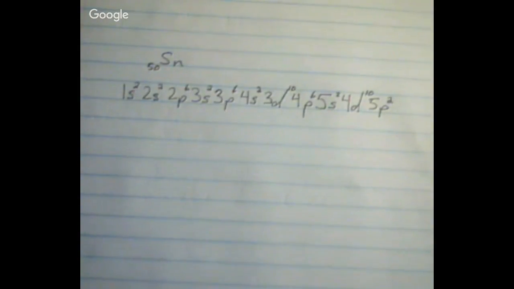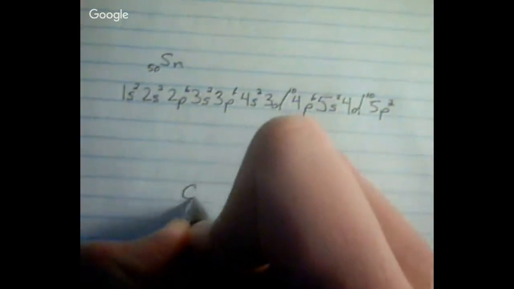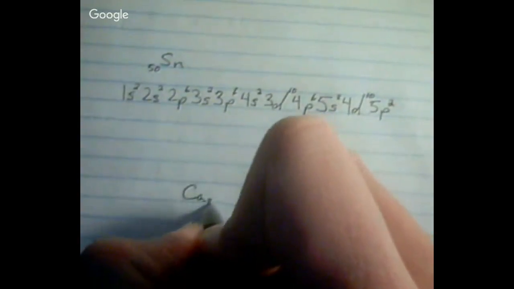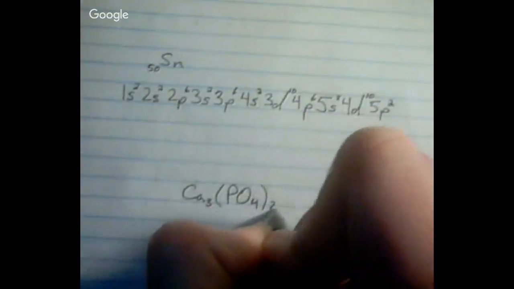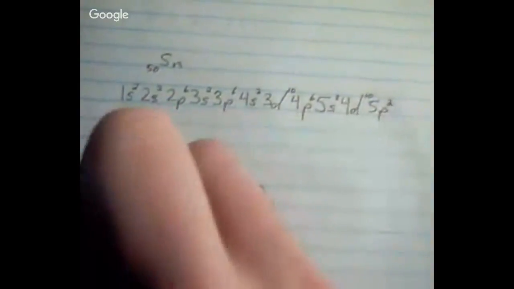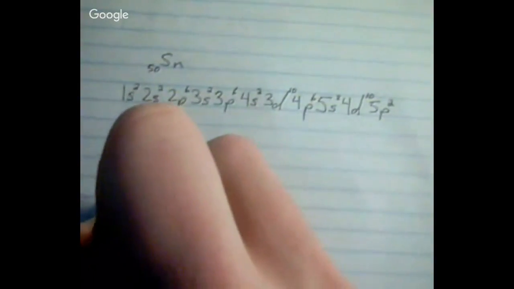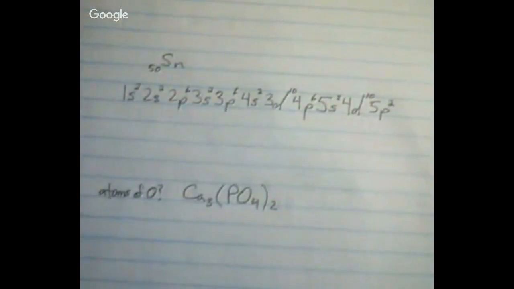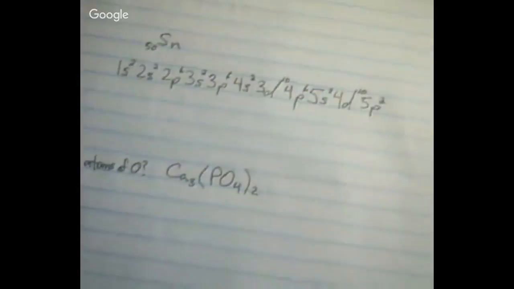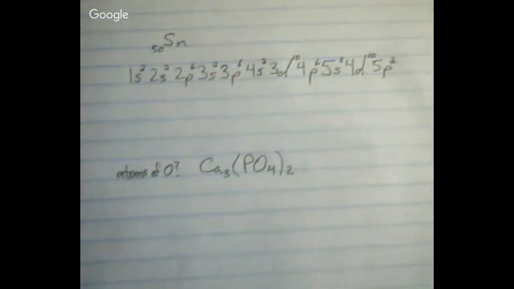Okay. Let me write some stuff down here. Sorry if this isn't in focus. I can't see what I'm doing right now. So I just got Ca3(PO4)2. Okay. Atoms of oxygen, question mark. Okay. So let me go back to see what I'm doing. All right. Make this a little better.